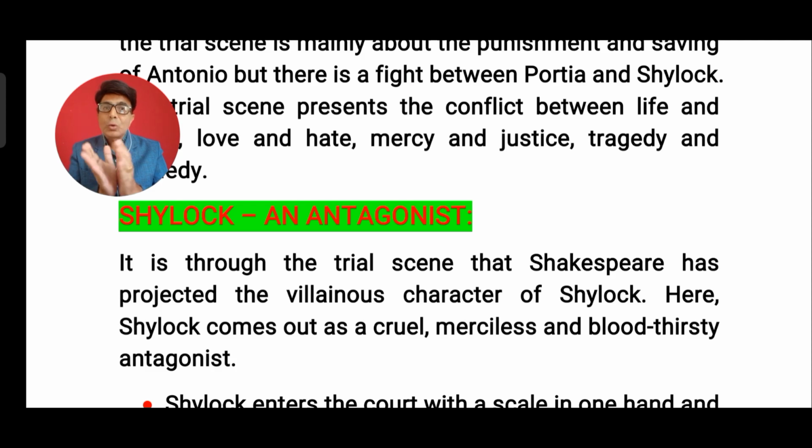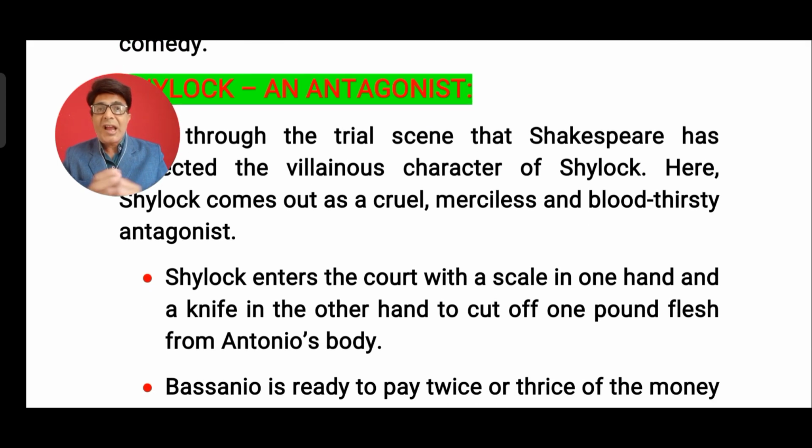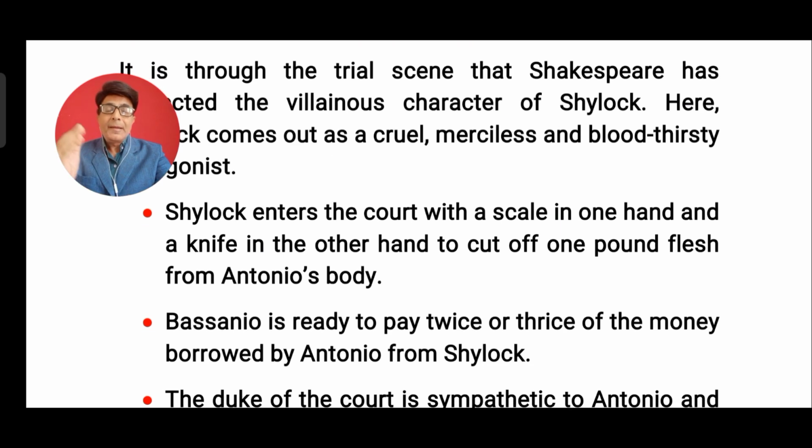It is through this trial scene that William Shakespeare has projected the villainous qualities in the character of Shylock. Here, Shylock comes out as a cruel, merciless, bloodthirsty antagonist. When the scene begins, Shylock is very happy and he enters the court with a scale in one hand and a knife in the other hand.